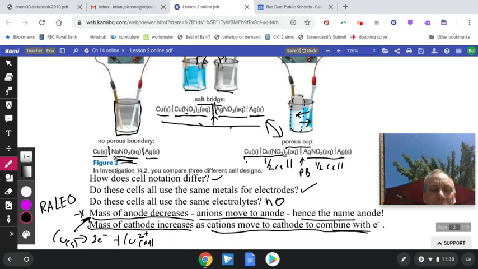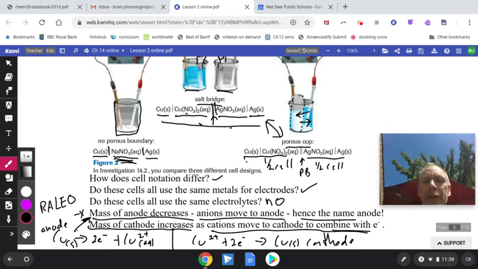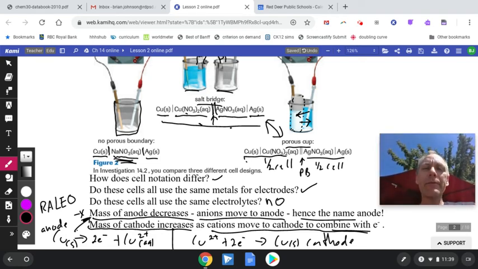So let's pretend that copper was our cathode with copper 2 plus. So the copper 2 plus would gain electrons and add more solid to the cathode. So if copper was the cathode, it would look like this. And if it was the anode, it would look like this half reaction. And really, it just depends on what the other oxidizing or reducing agent is. And we'll go through some examples of that on our table of relative strengths.